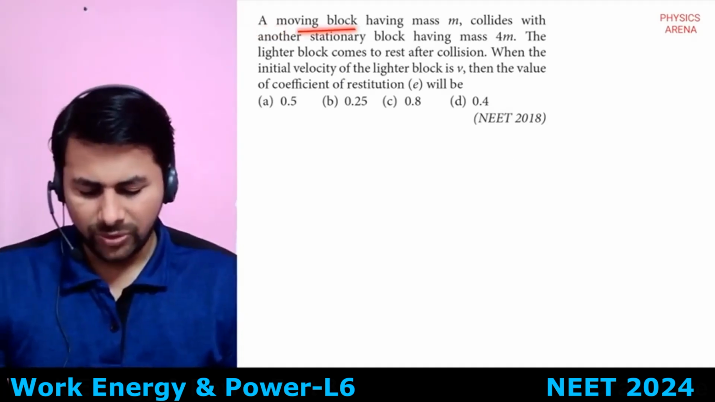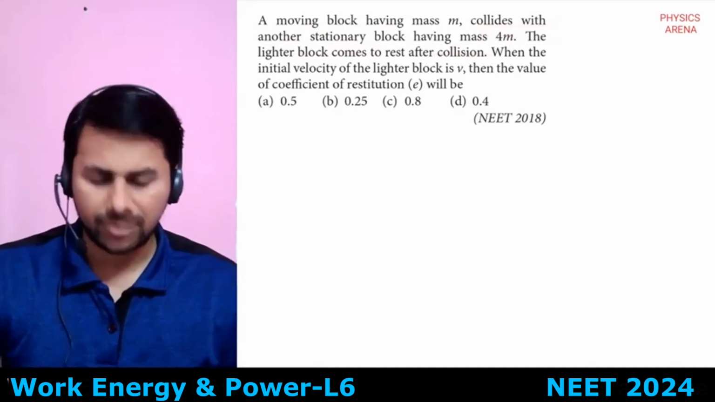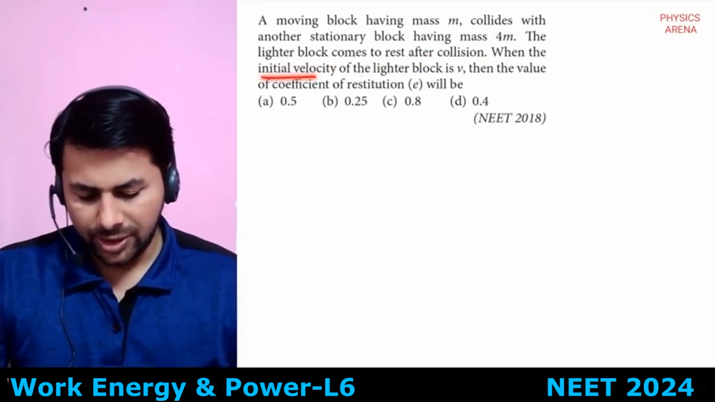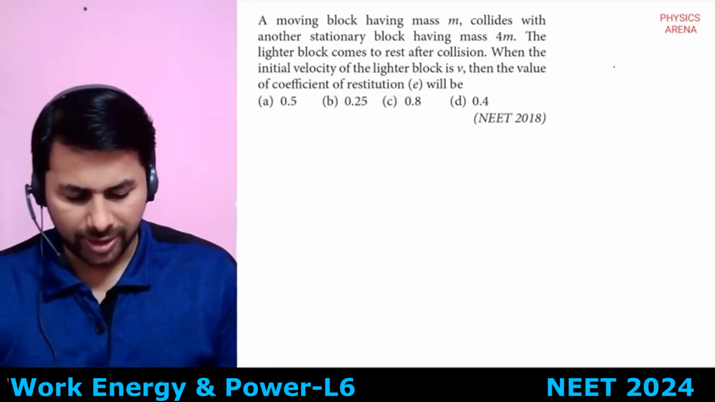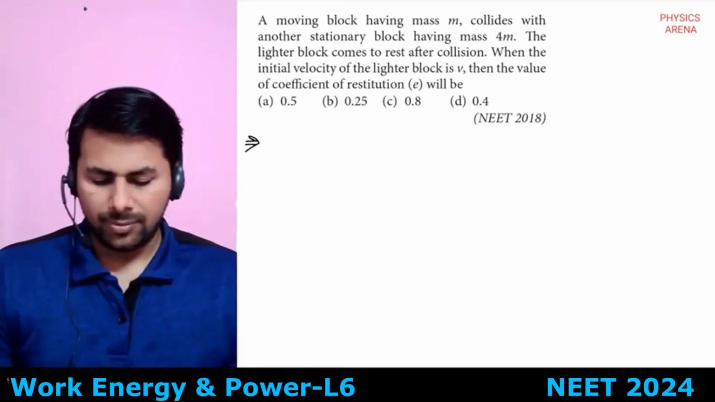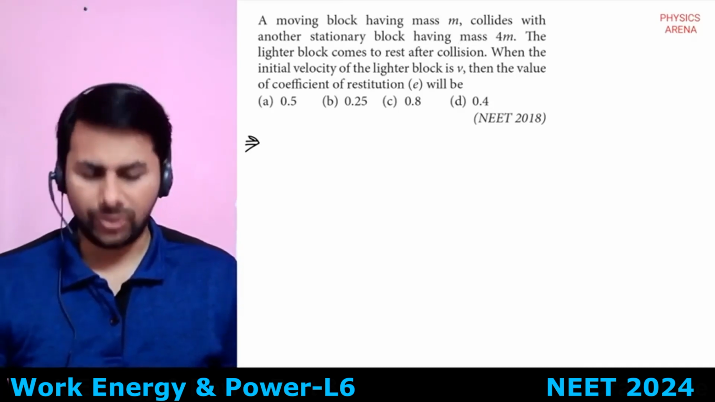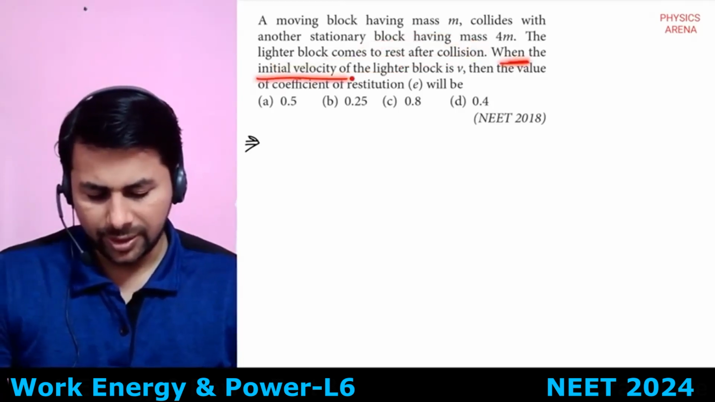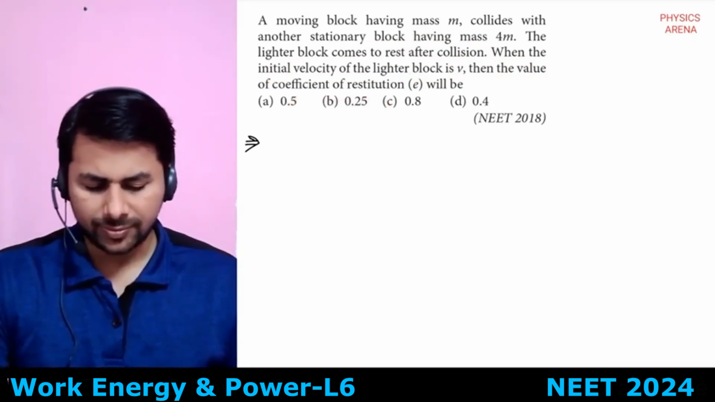Next question. A moving block having mass m collides with another stationary block having mass 4m. The lighter block comes to rest after collision. When the initial velocity of lighter block is v, then the value of coefficient of restitution e will be. Tell me. Moving block of mass m collides with another stationary block of mass 4m. The lighter block comes to rest after the collision. When the initial velocity of lighter block is v, then the value of coefficient of restitution is.